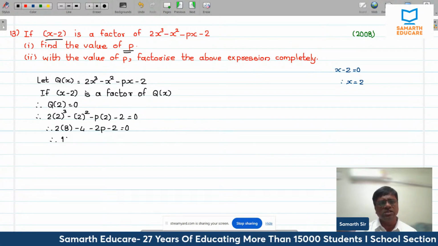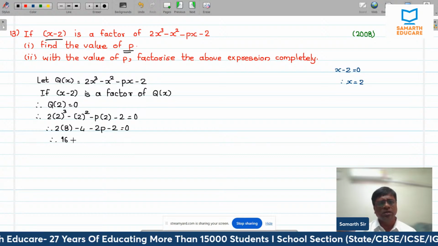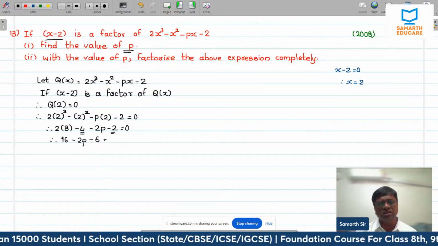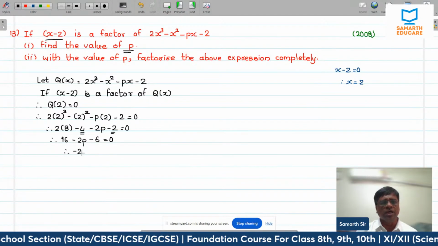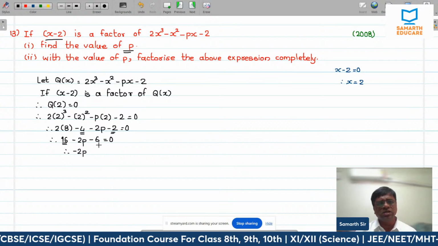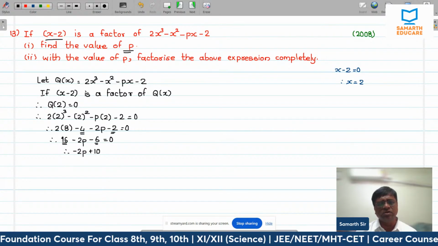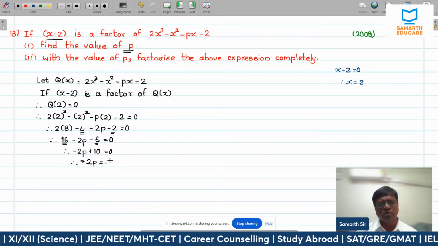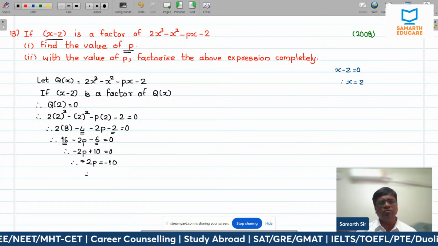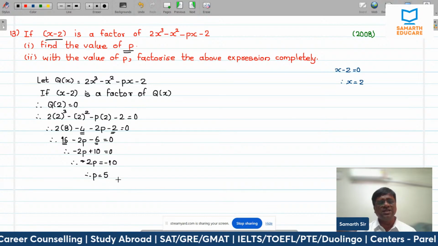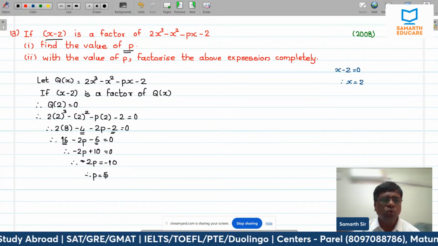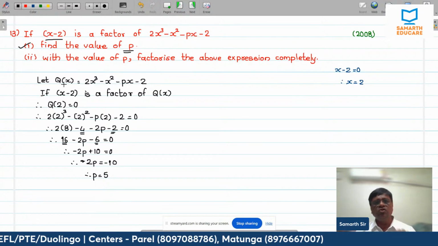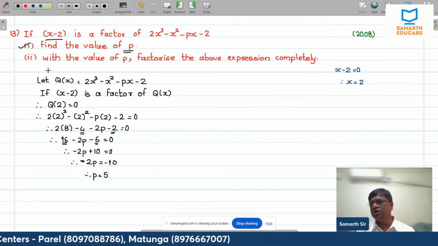That means 16, 2 8s are 16, minus 2p, right? और minus 4 minus 2 कितना हो जाता है, minus 6 is equal to 0. That means minus 2p, 16 minus 6 is 10 is equal to 0. So minus 2p is equal to minus 10 and the value of p is 5. Minus 10 divided by minus 2 is 5. So ये क्वेश्चन हो गया. With this value of p, factorize the expression completely.